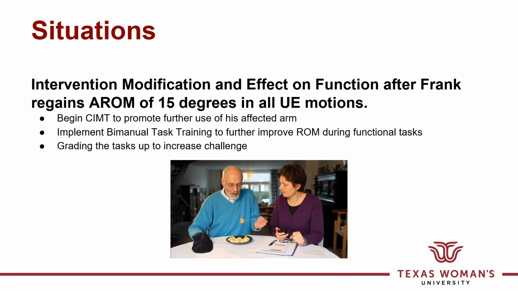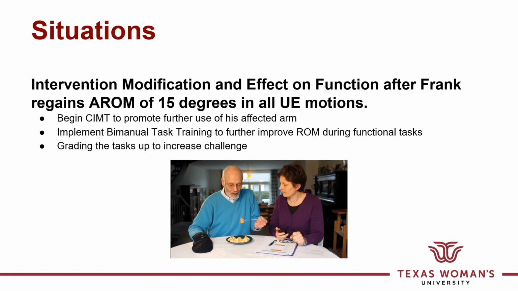In our first situation, Frank has regained active range of motion of 15 degrees in all upper extremity motions. As occupational therapists, we want to modify our interventions to meet the just right challenge and encourage further progress. Some modifications would be to begin constraint-induced movement therapy, where Frank's unaffected arm will be restricted in order to promote use of his affected arm. This will also involve repetitive and structured practice to improve his function.